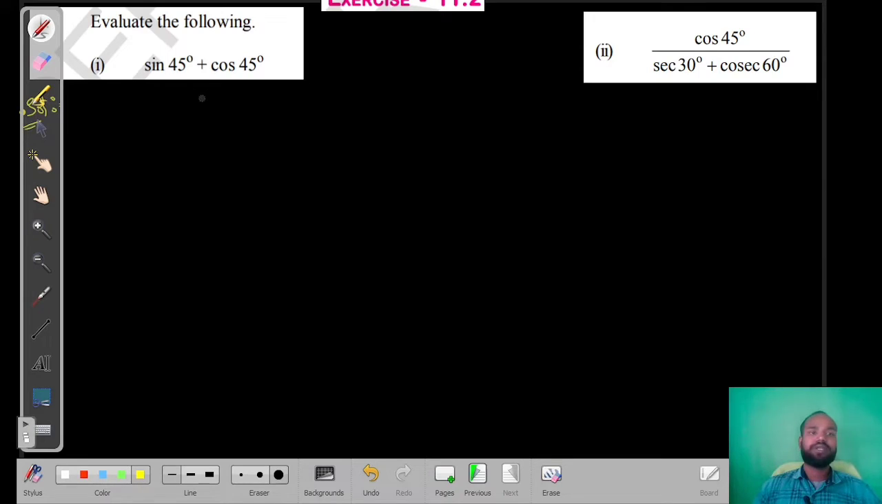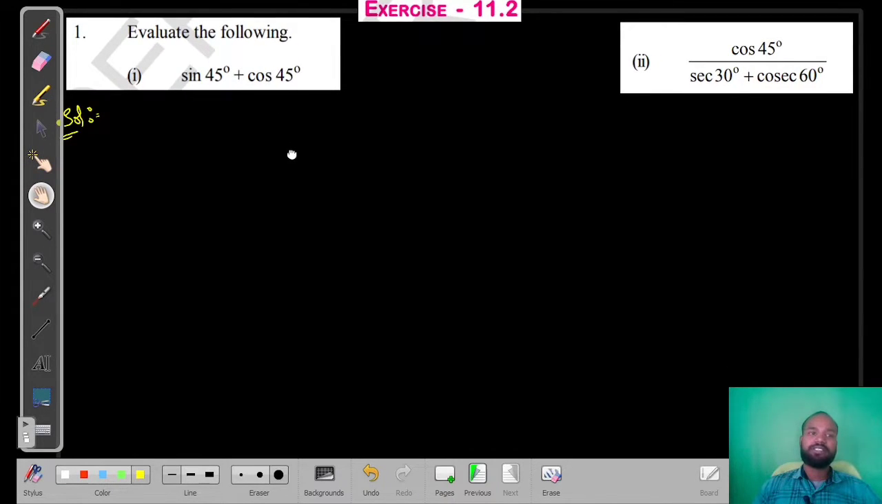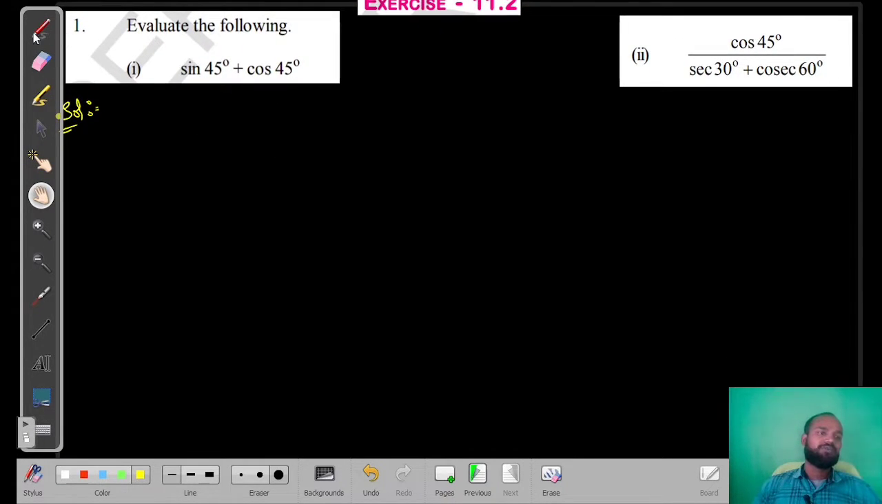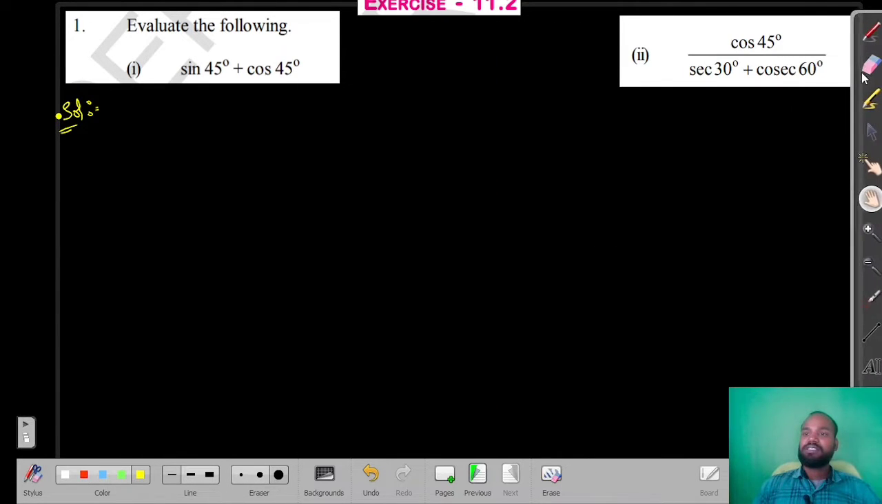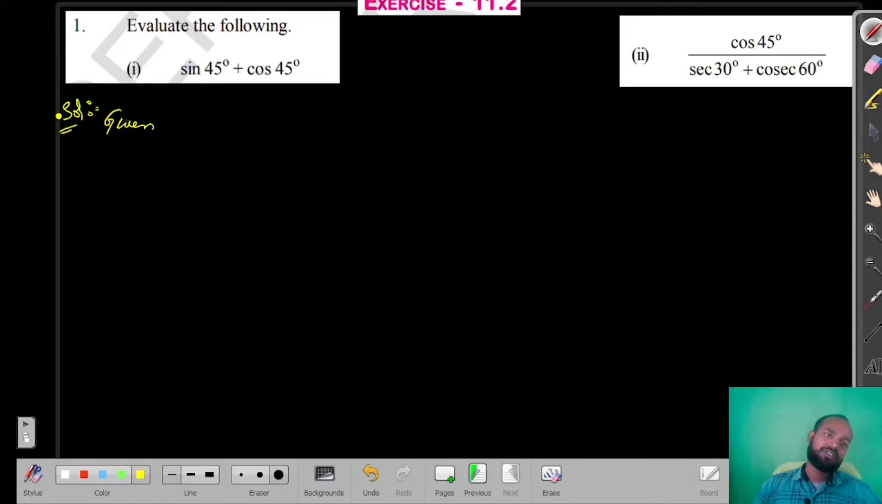Now I'm going to explain you exercise 11.2 in trigonometry. So what is exercise 11.2 is here. We have to evaluate the following given problems. Our first sum is to evaluate sin 45 plus cos 45.